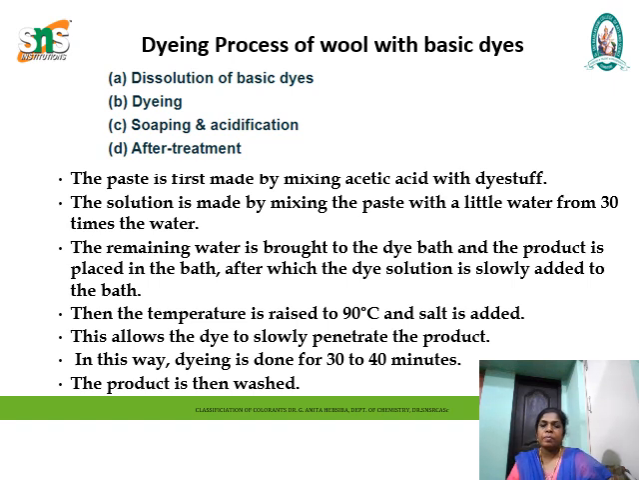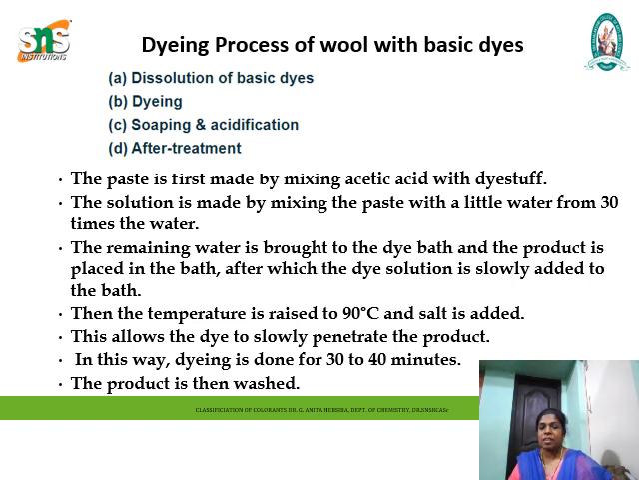Dyeing process of wool with basic dyes. There are 4 steps involved. The first step is dissolution of basic dye, and then dyeing, soaping and acidification, and then finally after treatment. The paste is first made by mixing acetic acid with dye stuff. The solution is made by mixing the paste with a little water from the 30 times water, that is 1:30 ratio. The remaining water is brought to the dye bath and the product is also placed in the bath, after which the dye solution is slowly added to the bath.